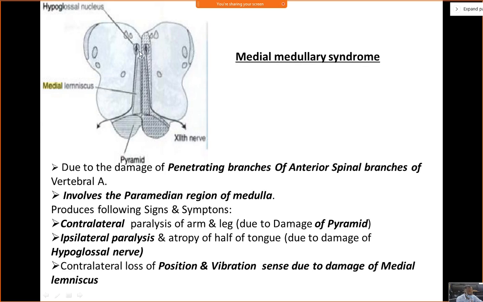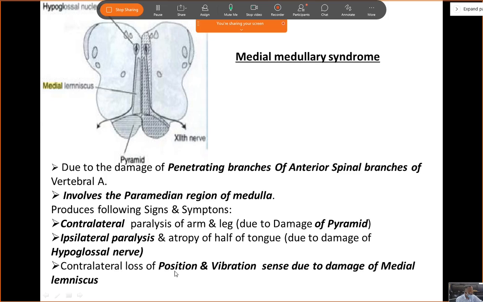As the right side hypoglossal nerve is damaged, the right half of the tongue will ultimately be paralyzed. Then there is contralateral loss of position and vibration due to damage of the medial lemniscus. This is our medial lemniscus.